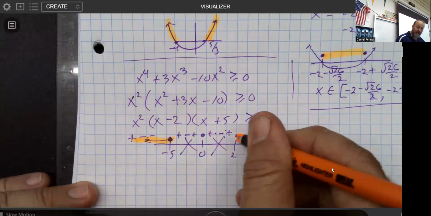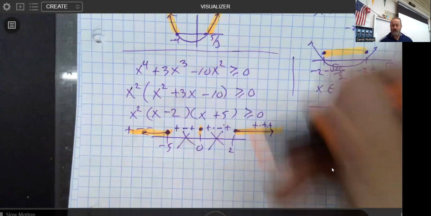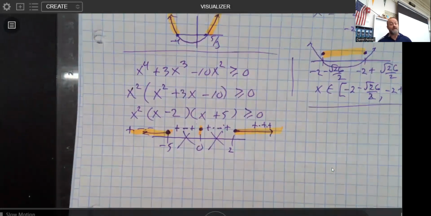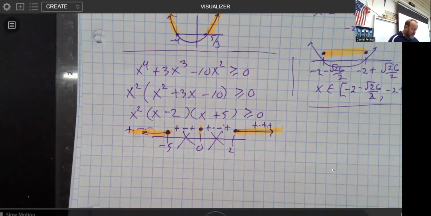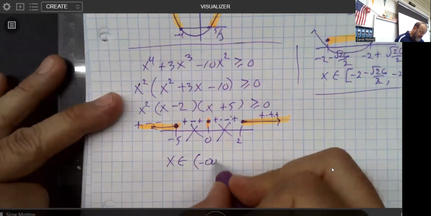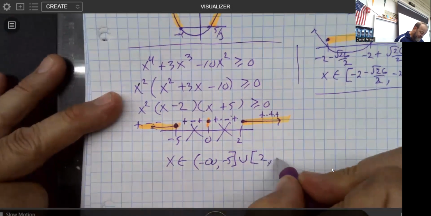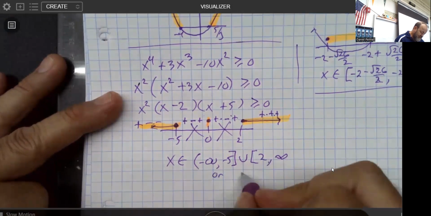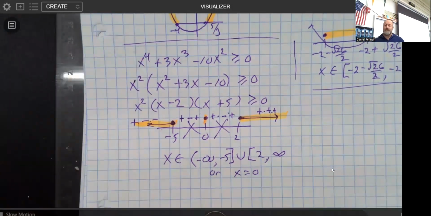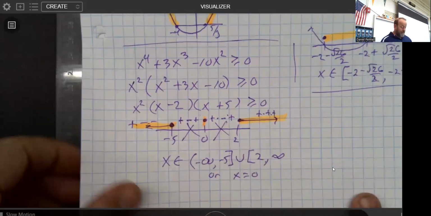All of these are good answers, but not that only. This one value right here is a good one too, because it's not greater than 0, but it is equal to 0. So my solution would be x is an element of (-infinity, -5) or (2, infinity), and then I'd say or x equals 0, because I have that extra little piece, but I can't really make much of an interval out of that because it's not an interval. It's a point where that's actually true. So that's pretty much all I can do on that problem.